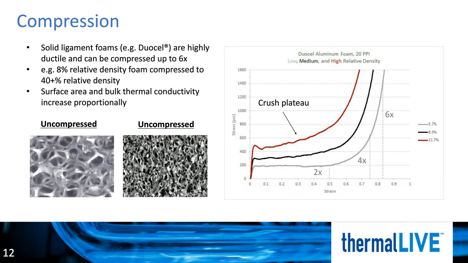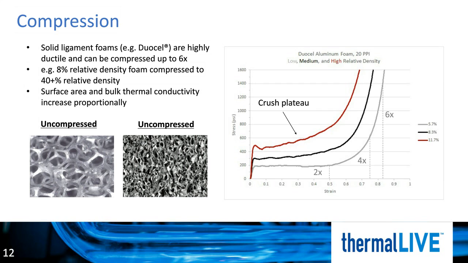Unlike hollow ligament foams, the solid ligaments of Duocell are highly ductile, allowing Duocell foam to be compressed mechanically by a factor of 6 or more, with a proportional increase in surface area and thermal conductivity. During compression, the individual ligaments will buckle without fracturing, resulting in the distinctive crush plateau in the stress-strain curve shown on the right. The 3 curves here correspond to 3 different starting relative densities.